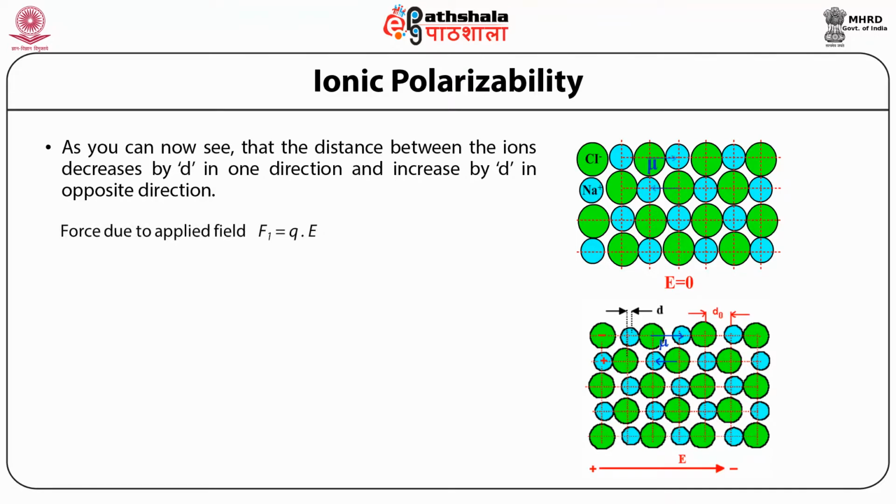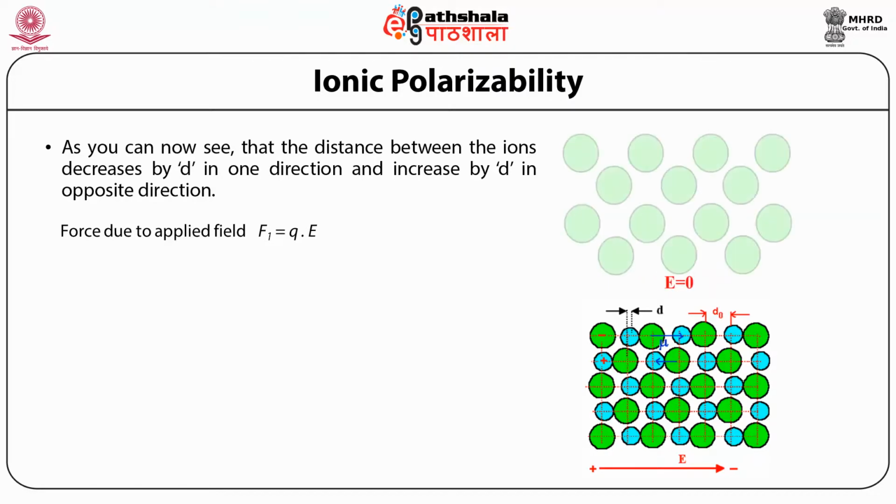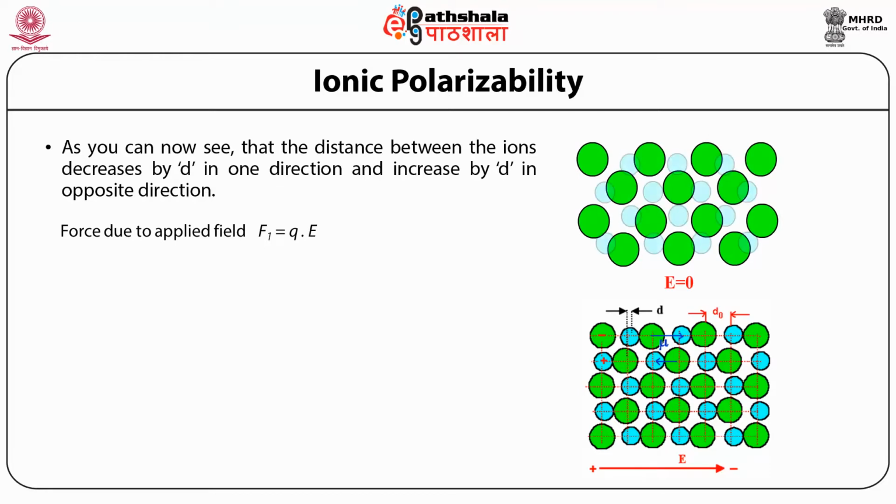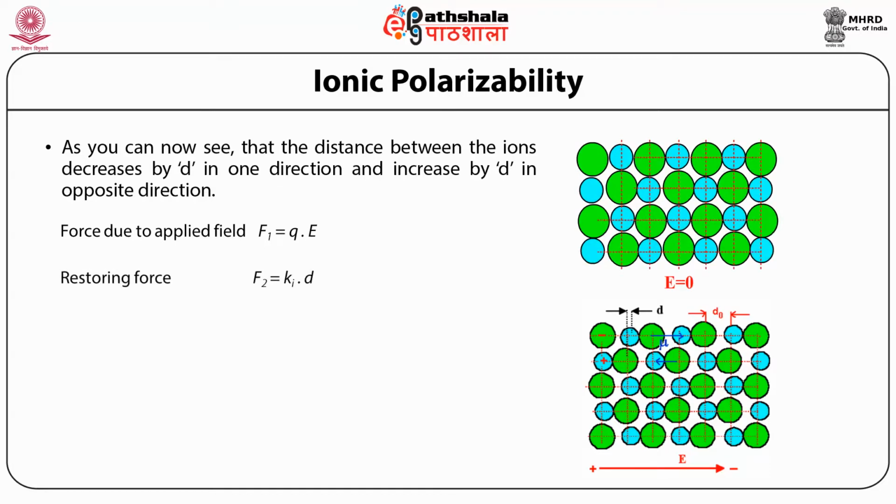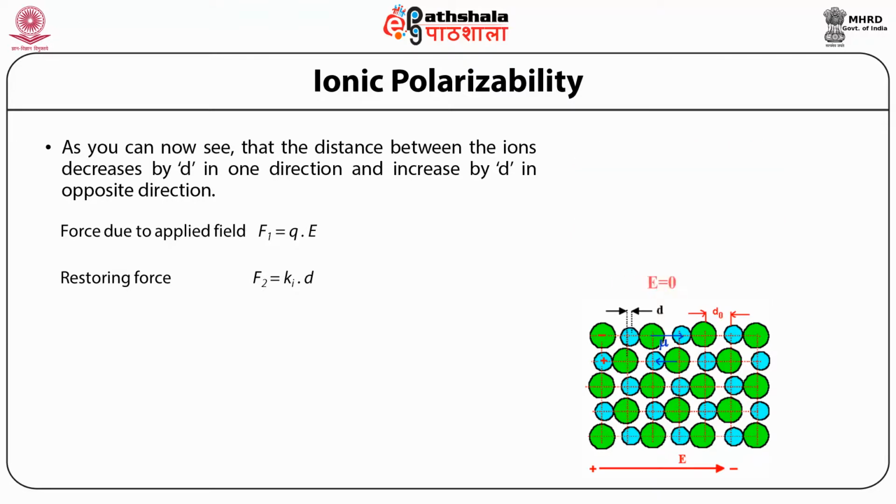Now we calculate the magnitude of d. The force F1, which increases the distance between the ions of charge, can be expressed as F1 is QE. However, there is another force acting in the opposite direction, which tries to restore the equilibrium between the ions, which is expressed as F2, which is equal to Ki into d.